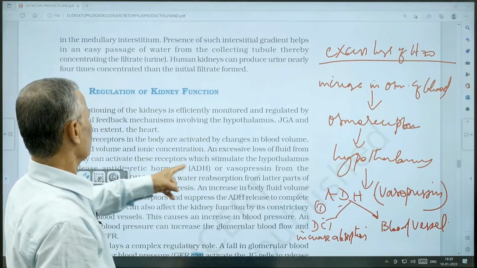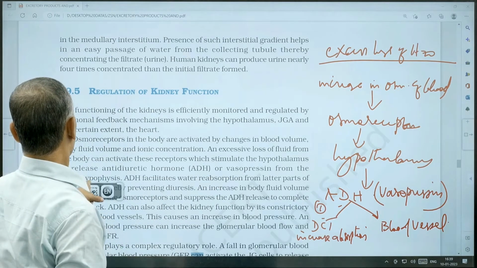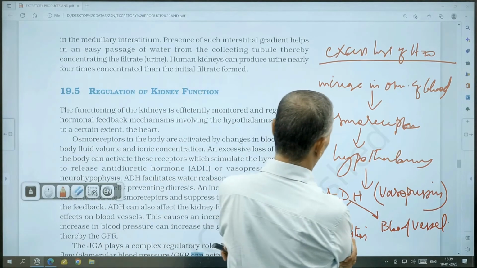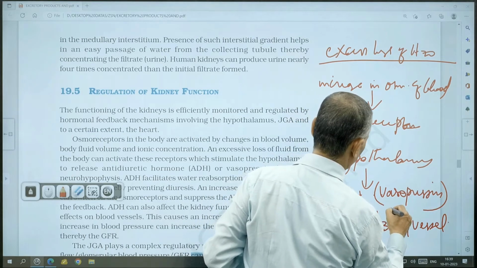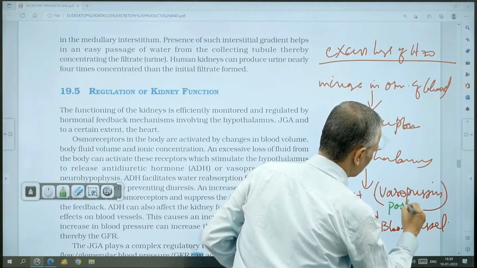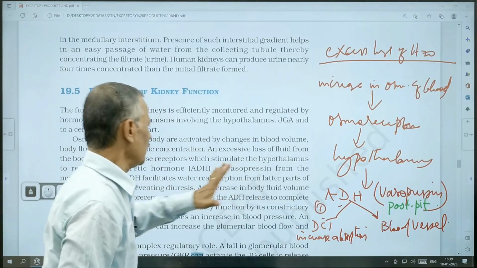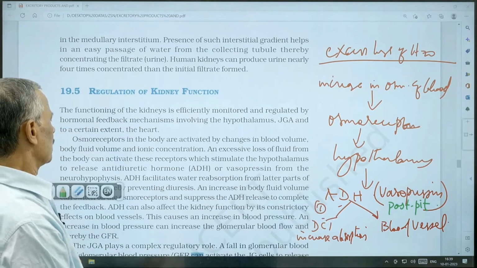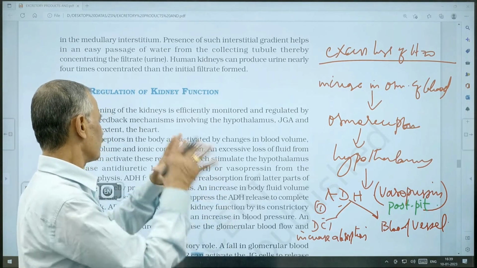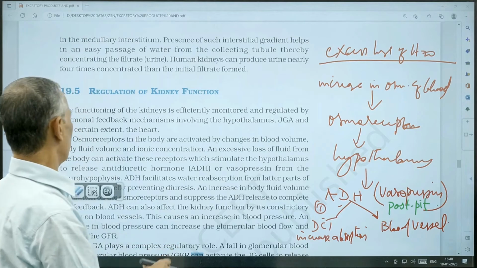Okay, so vasopressin is produced from the posterior lobe of the pituitary. Hypothalamus is producing this hormone which is stored in the posterior pituitary. And now from the posterior pituitary, it is released. It increases the body fluid volume. And when the body fluid volume, that is blood volume, is increasing, the osmoreceptors are suppressed. So ADH release is a complete feedback mechanism.